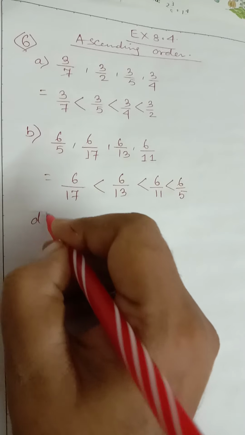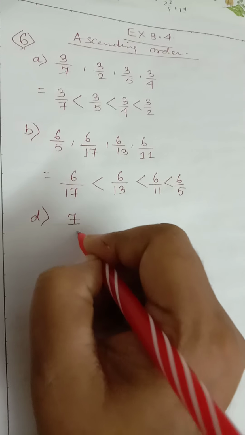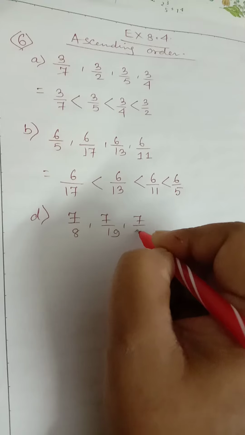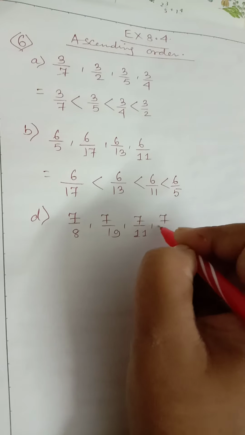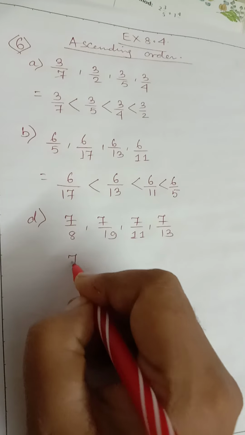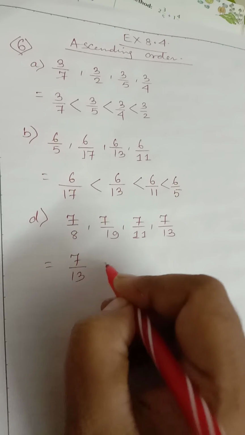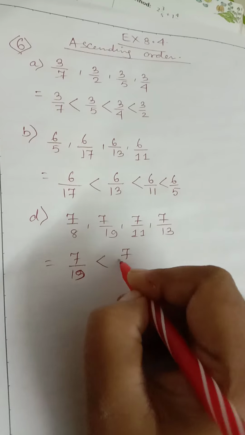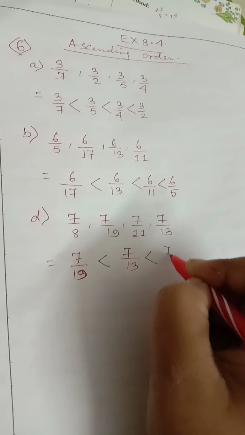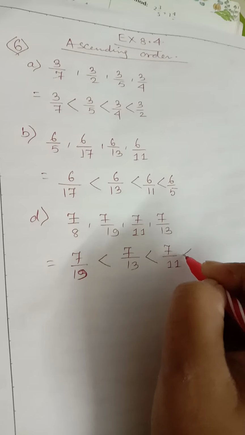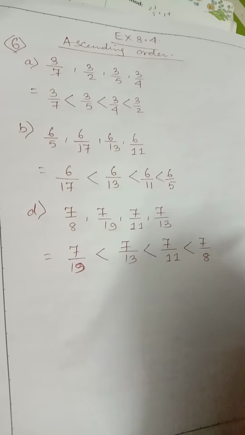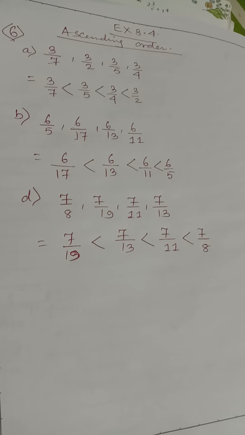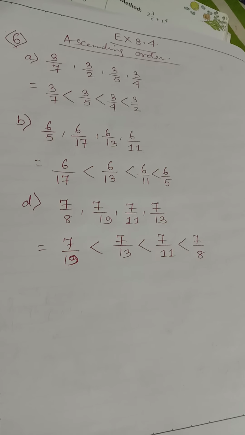Okay, one more I am showing you, number D. You can see 7 by 8, 7 by 19, 7 by 11 and 7 by 13. If we write in ascending order, 7 by 19 is less than 7 by 13, is less than 7 by 11, is less than 7 by 8. It was all about ascending and descending order when the fractions are like or when you have numerators the same.